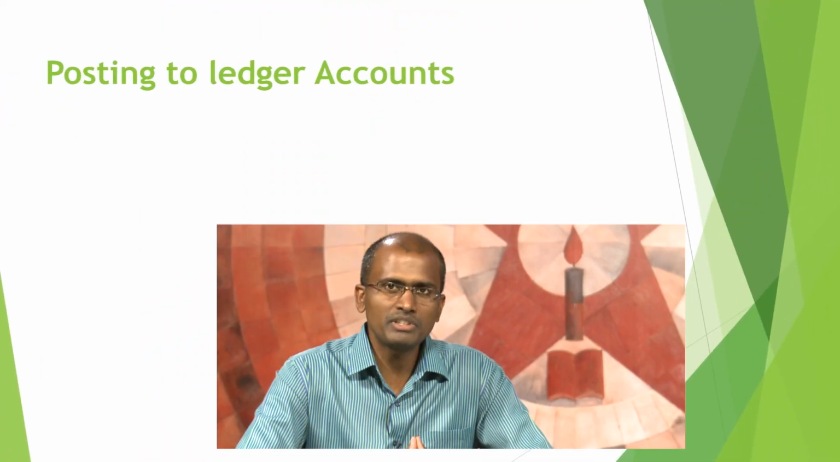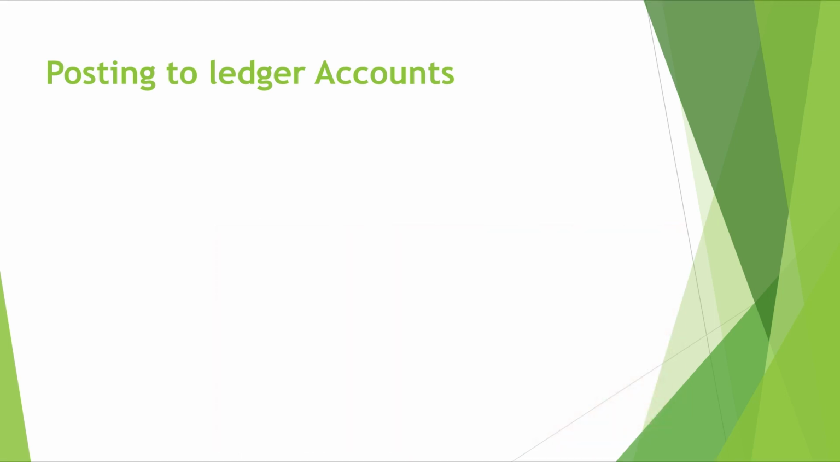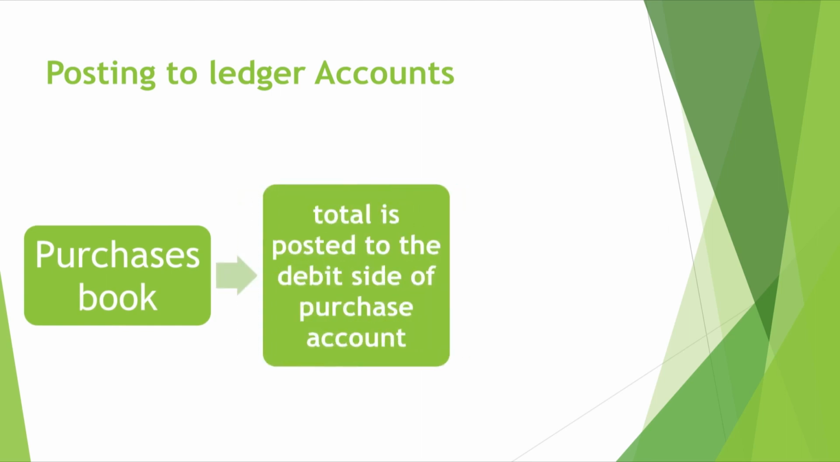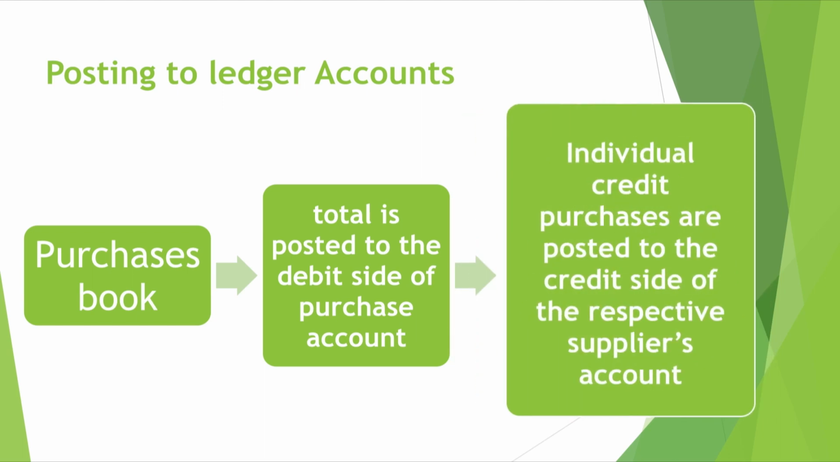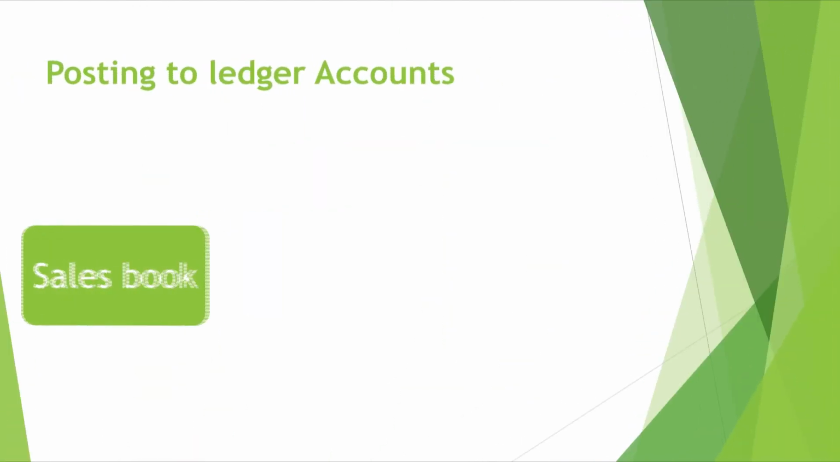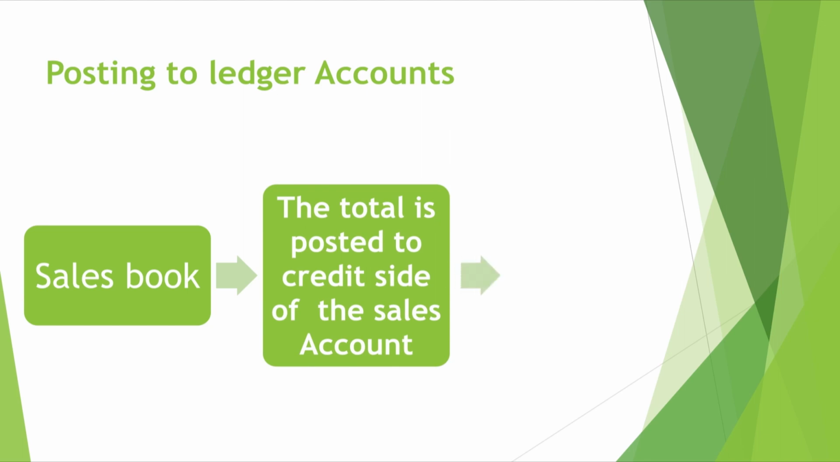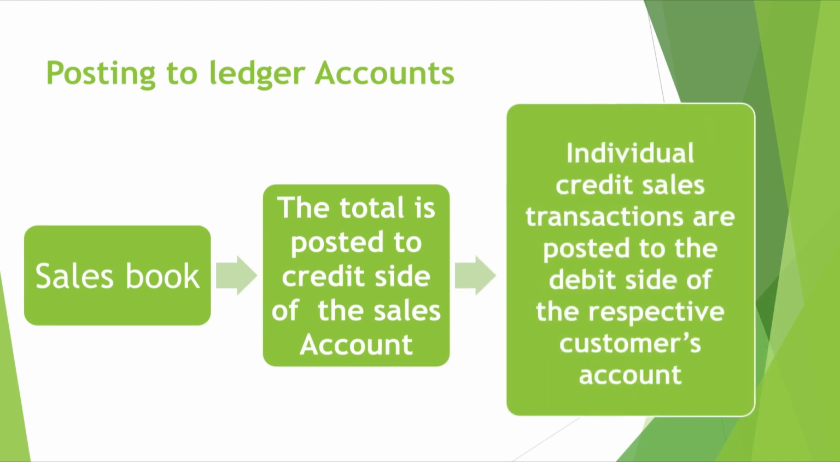Now I'll explain the procedure of posting from subsidiary books to ledger accounts. The subsidiary books are totaled from time to time, and the total is posted to ledger accounts. The purchase book is totaled and the total is posted to the debit side of purchases account. The individual credit purchases are posted to the credit side of the respective supplier's account in the ledger. The sales book is totaled and the total is posted to the credit side of the sales account. The individual credit sales are posted to the debit side of the respective customer's account in the ledger.